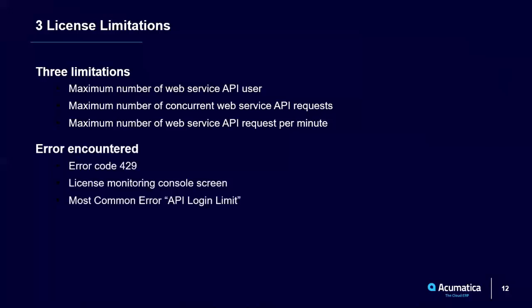If you encounter an error regarding these, the error code for these errors is the error code 429. You can find more information about these limitations on the license monitoring console screens and see the amount of requests that might have been denied due to the license here. And the most common error that will be shown is the API login limit, which is a result of the first limitation.